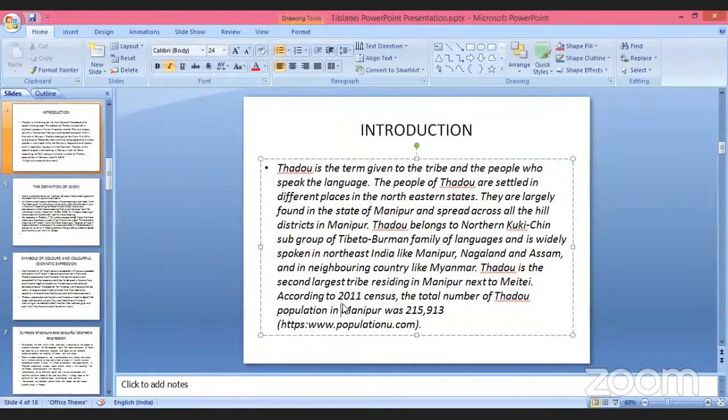My topic is semantic analysis of idioms in Thado for today's presentation. Before I start, I want to give a brief introduction of the language. Thado is the term given to the tribe and the people who speak the language. The people of Thado are settled in different places in the northeastern state of Manipur and spread across all the hill districts. Thado belongs to the Northern Kuki-Chin subgroup of the Tibeto-Burman family and is widely spoken in Northeast India like Manipur, Nagaland, and Assam, and in neighboring countries like Myanmar. Thado is the second largest tribe residing in Manipur after Meitei. According to the 2011 census, the total Thado population was 2,15,913.